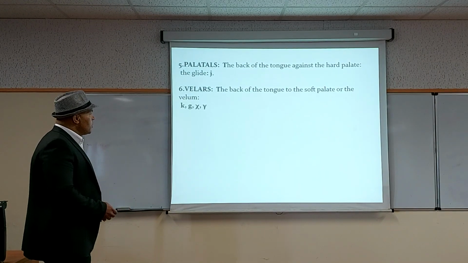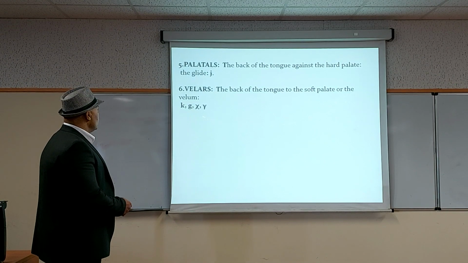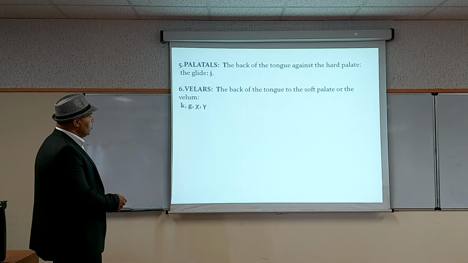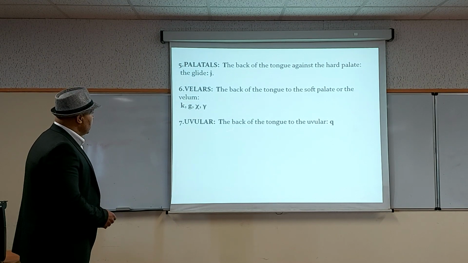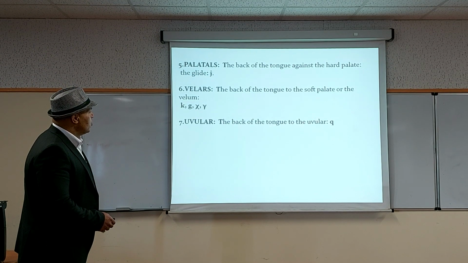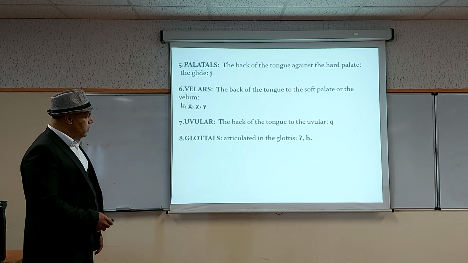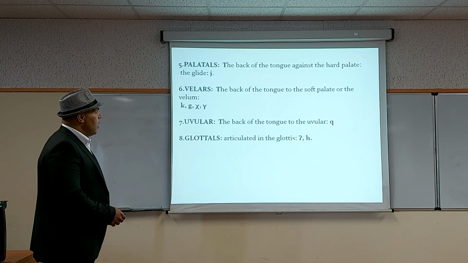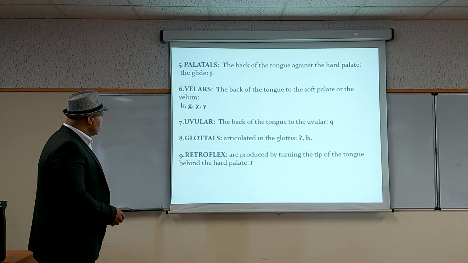Number 6, the velars. We produce them with the back of the tongue against the soft palate, or the velum, and we have k, g. Then we have the uvular, which is in Arabic: the back of the tongue to the uvula, where we pronounce qaf. And then we have number 8, the glottals, articulated in the glottis, like the hamza in Arabic, and the h in the language. Retroflex.